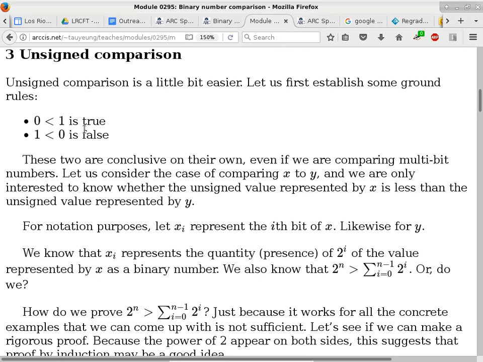Do we have any issues with these two statements? 0 is less than 1 is true, 1 is less than 0 is false. Can we establish that? Okay, very good. So the next thing I want to do is to say, if n is a positive integer, which means it starts with 1, then this condition is always true.